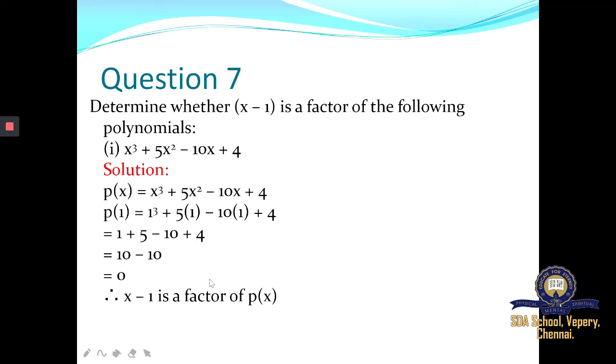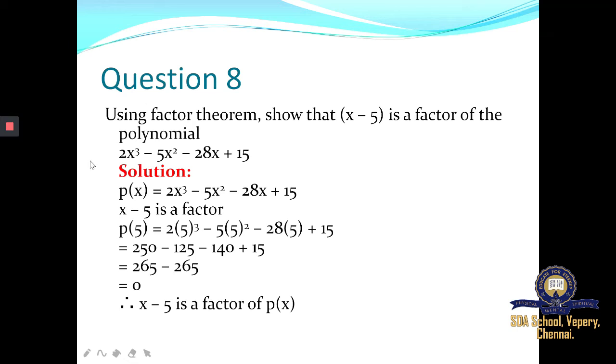Moving on to the next question. Using factor theorem, show that x minus 5 is a factor of the following polynomial: 2x cubed minus 5x square minus 28x plus 15. Now let us write this polynomial as p of x equals 2x cubed minus 5x square minus 28x plus 15. And then what are we supposed to show? That x minus 5 is a factor of the polynomial. So which means x equals plus 5, right?